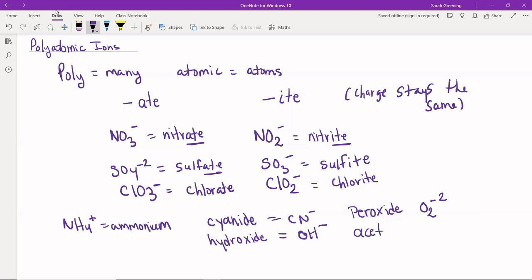Acetate. So this is another one that ends with ate, so you know there's going to be a lot of oxygens. And this one in particular is C2H3O2, and it has a minus 1 charge. And I just remember 2, 3, 2, and I remember that you have C, H, O as your atoms. So that just kind of helps you remember the number of atoms of each one, but it's a minus 1 charge.